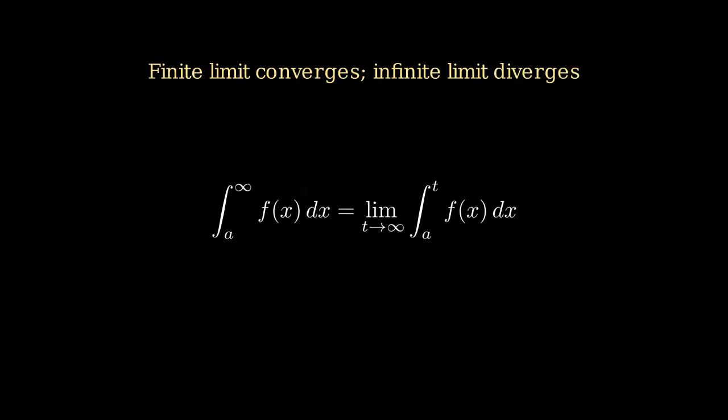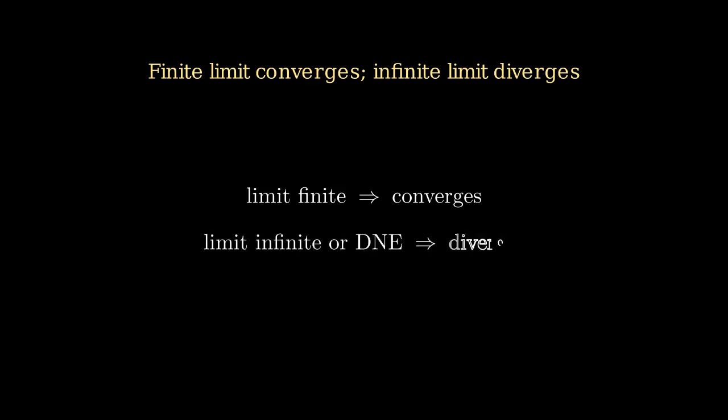We say the improper integral converges if that limit comes out to a finite number, and we say it diverges if the limit is infinite or does not exist at all. So the whole question of convergence just becomes a question about an ordinary limit.